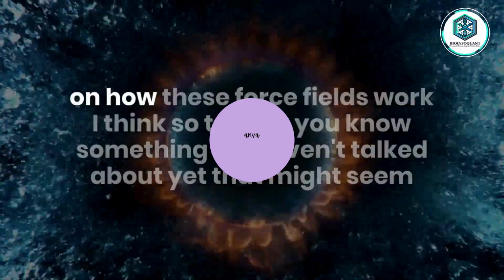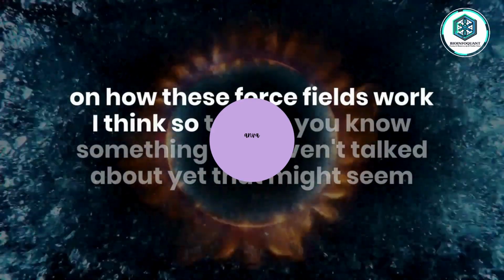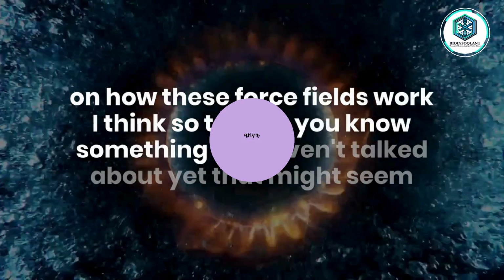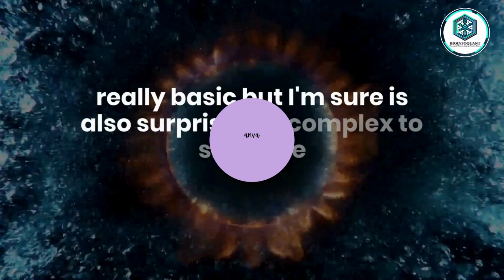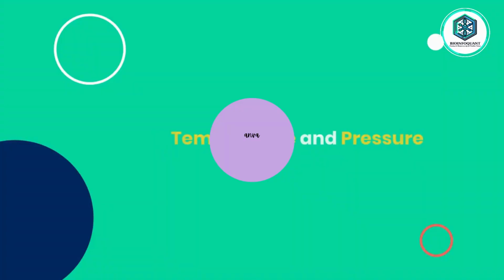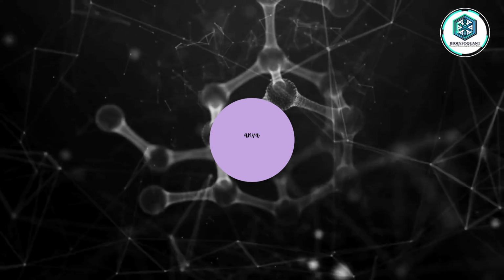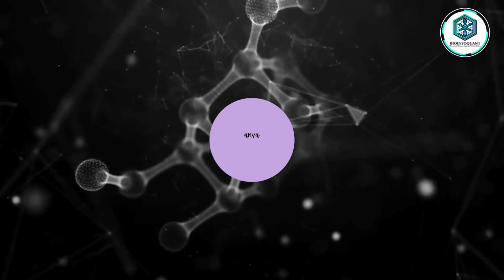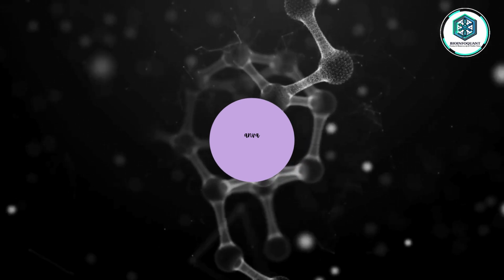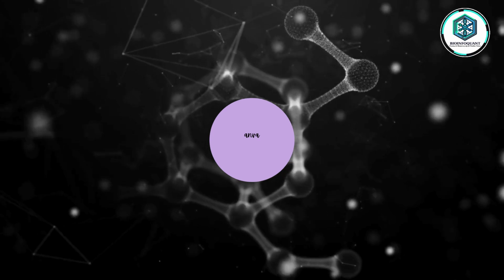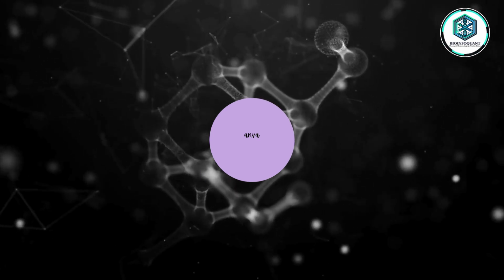Exactly. All right, so we've tackled short-range forces and long-range forces. I feel like we're really getting a handle on how these force fields work. I think so, too. But something we haven't talked about yet that might seem really basic, but I'm sure is also surprisingly complex to simulate. What's that? Temperature and pressure. Oh, yeah, that's a good one. Why is it important to be able to control those things in our simulations?